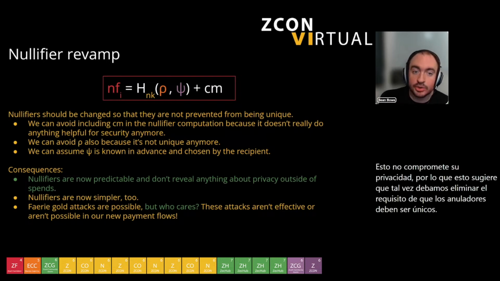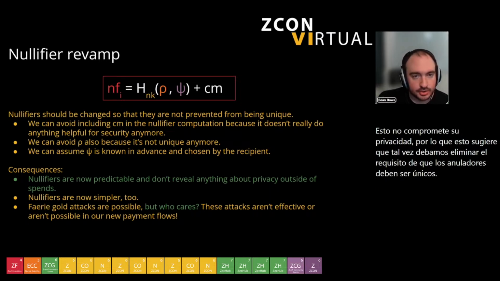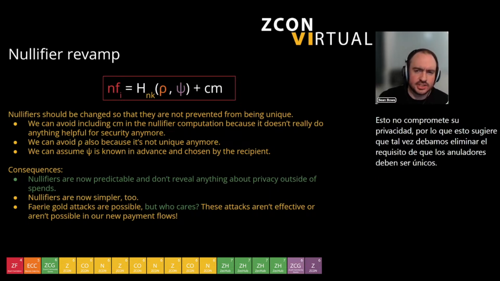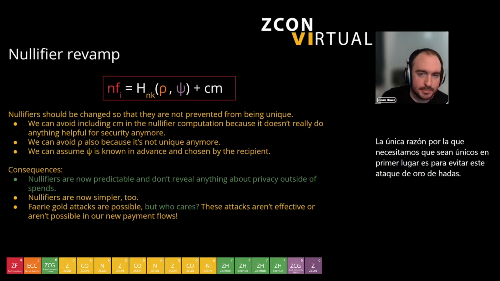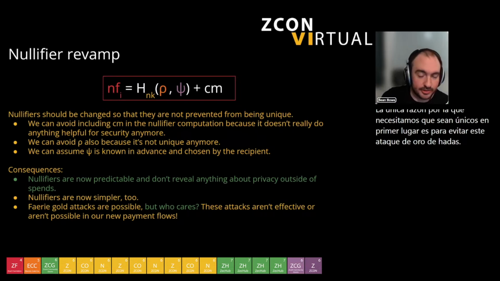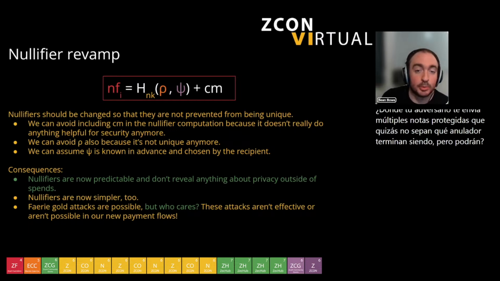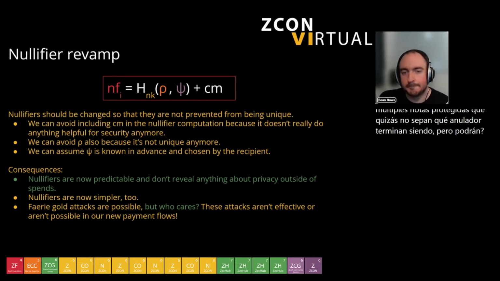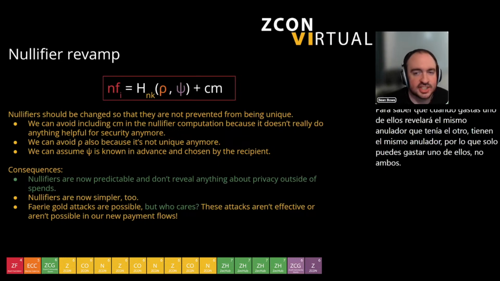The only reason we need them to be unique in the first place is to prevent an attack called a faerie gold attack, where your adversary sends you multiple shielded notes that they might not know what nullifier they end up being, but they'll know that when you spend one of them, it'll reveal the same nullifier that the other one had. They have the same nullifier, so you can only spend one of them, not both, for example. But with the changes that we're expected to make to the way that notes are received, we just don't care about this attack anymore.